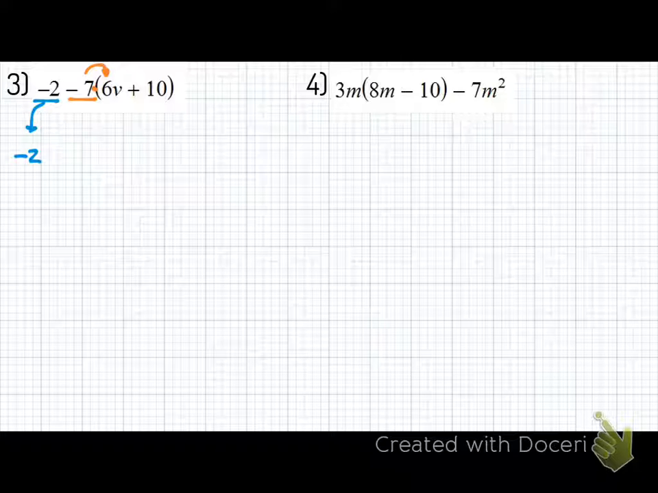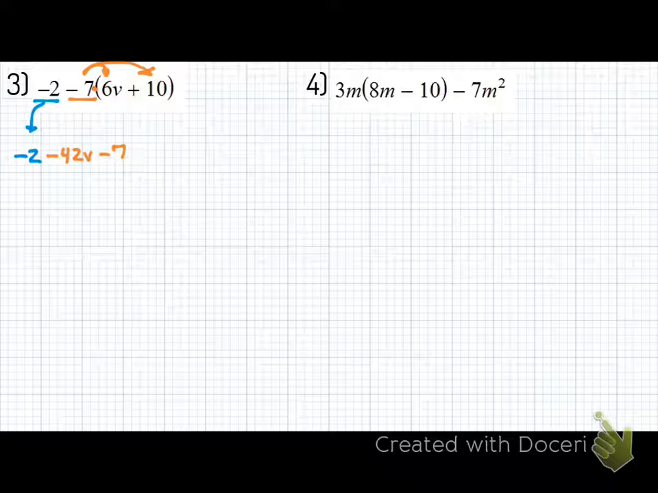Good. I like how some people said negative 42v. So let's write that down. Negative 42v. So important. Don't just put 42v, negative 42v. Okay, good. Again, let's practice that again. Saying positive or negative answer. What's negative 7 times positive 10? Negative 70. Good. Negative 70.